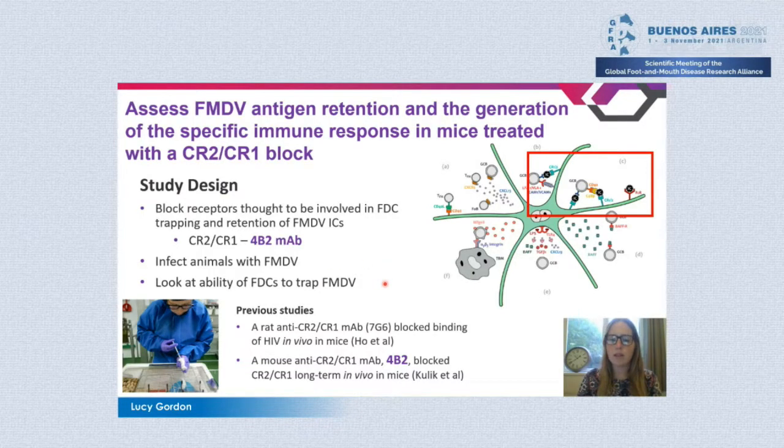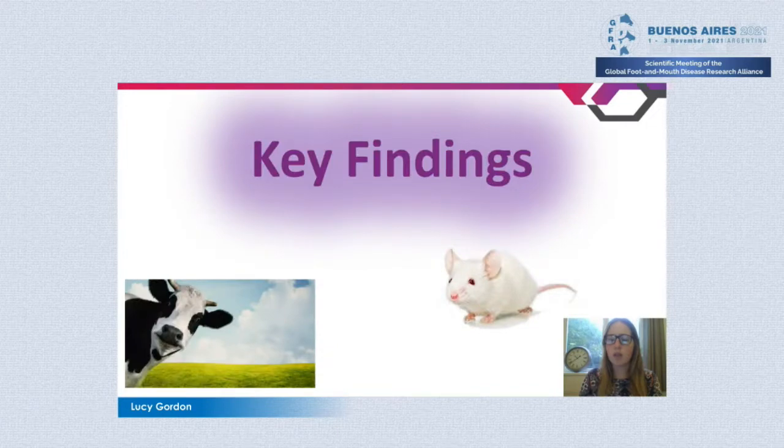28 days post-infection. A similar study done previously by Ho et al. used a commercial rat anti-complement receptor 1 and 2 monoclonal antibody to block the binding of HIV in vivo in mice. However, as we were looking at long-term persistence of FMDV, we used this mouse monoclonal antibody 4B2, which has been shown to block complement receptor for up to 6 weeks in vivo in mice. So I'll run through some of our key findings.